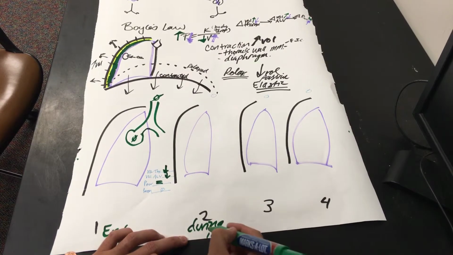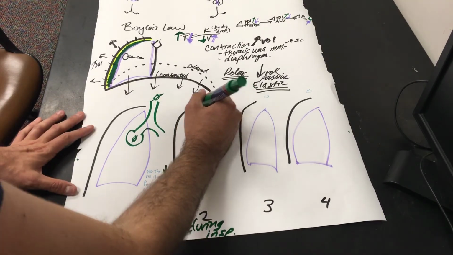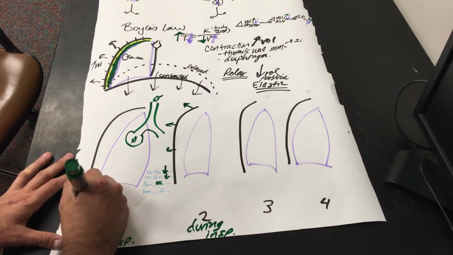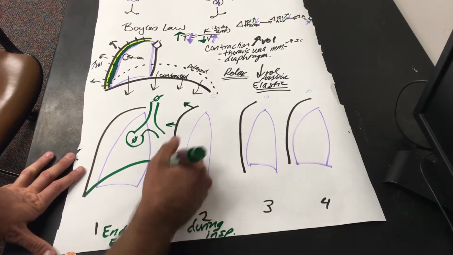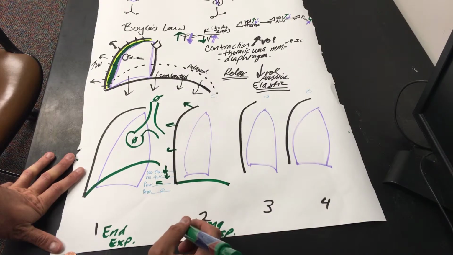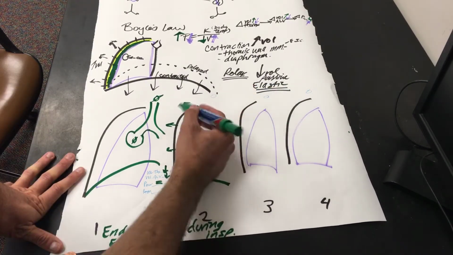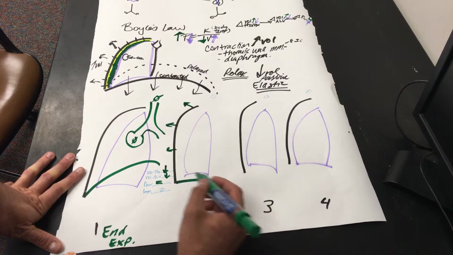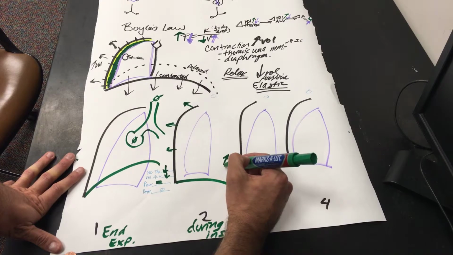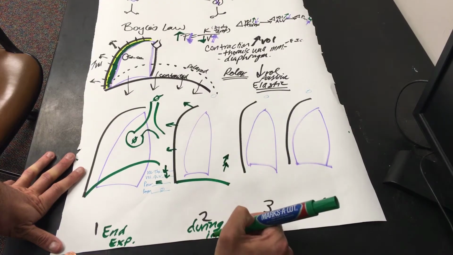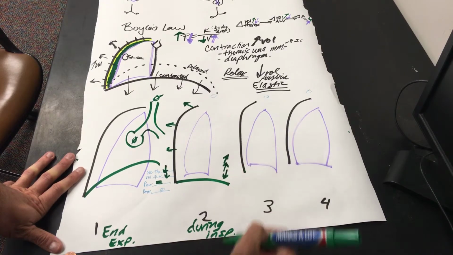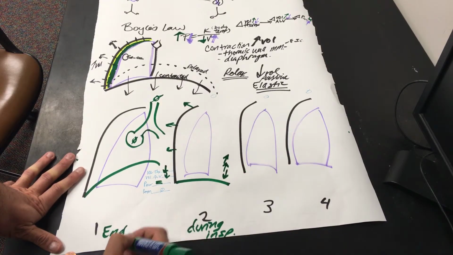Okay. Number two is called during inspiration. During inspiration, the chest wall is moving out. Here the diaphragm is relaxed. The chest wall is moving out during inspiration. The diaphragm is moving down and contracting. And those factors are increasing the volume of the thorax. They are increasing the volume of the alveolus. And they are decreasing the pressure of the alveolus.